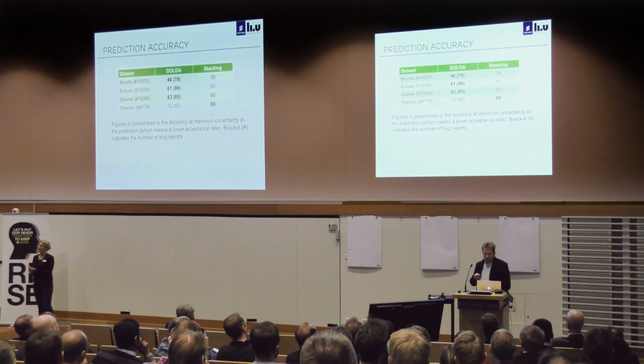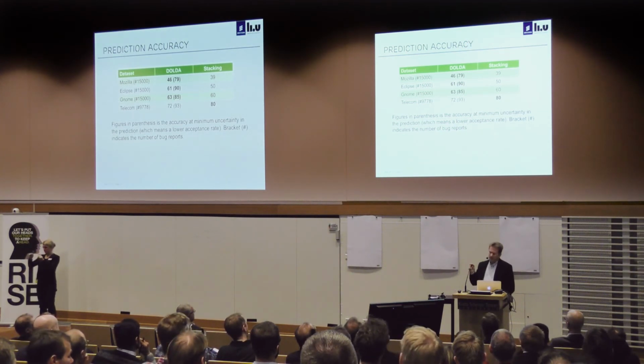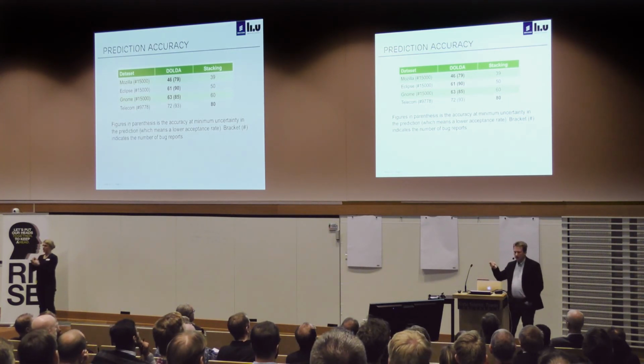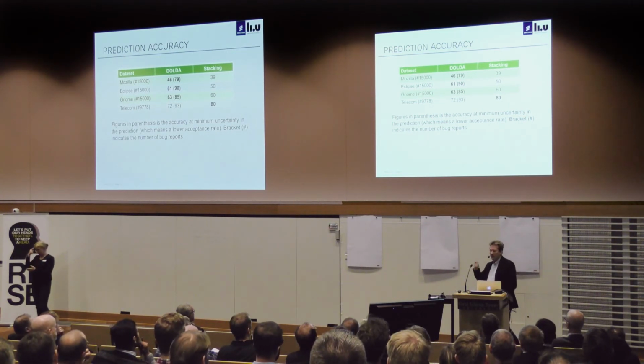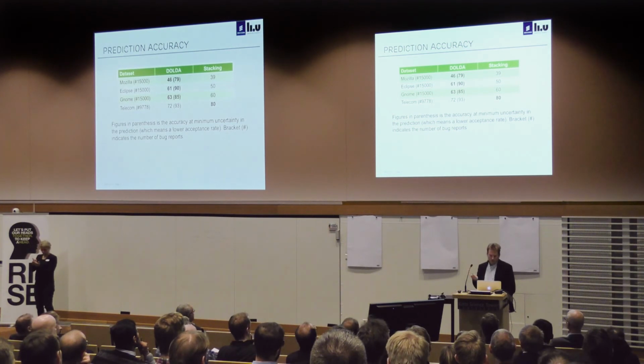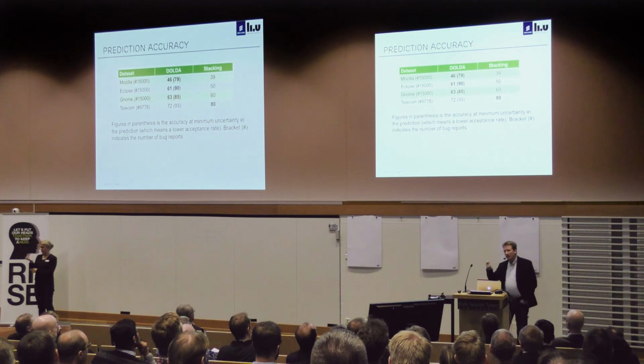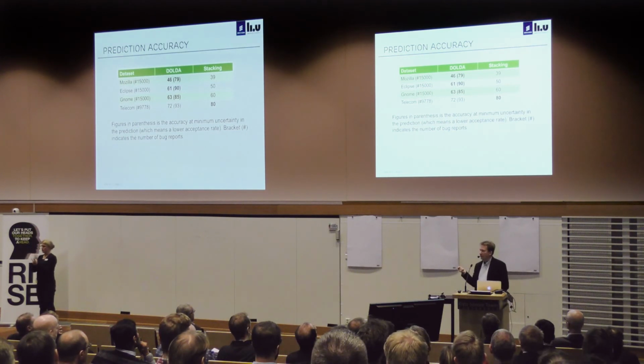The figures in parentheses here are for when we tell the model to be absolutely certain to accept a prediction. And then we actually get really, really good figures. Well, we get 93% on the telecom data set. But here it means that we only get automation on about 10% of the bug reports. But there we're pretty certain that the model is correct.